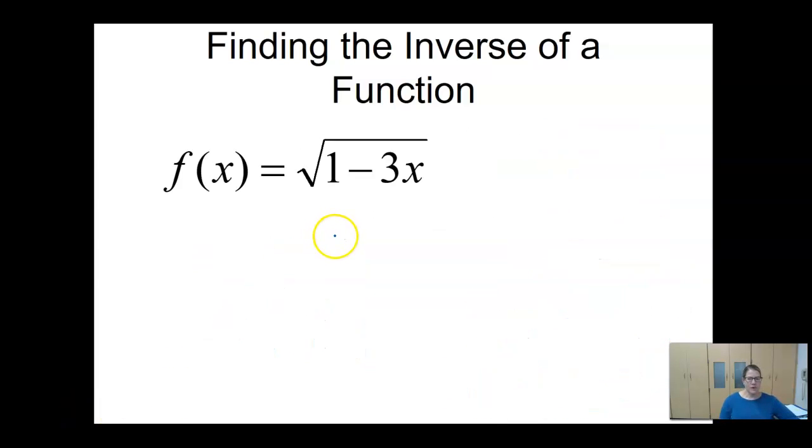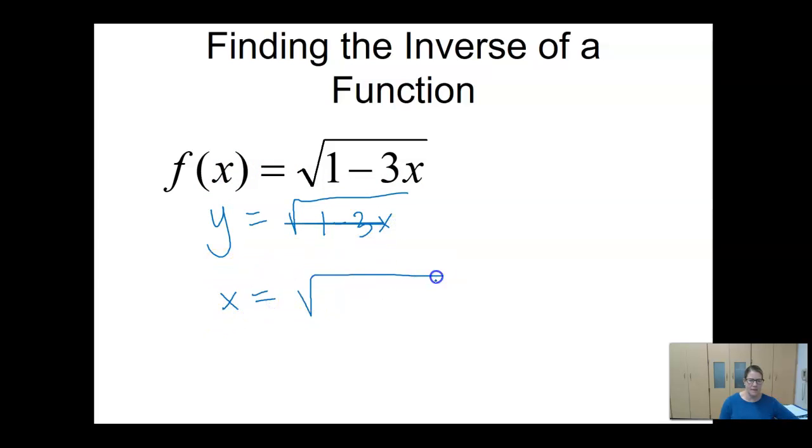So we'll do one more example here. We're going to change to the inverse. So first, replace f of x with y. Next, change x and y in the equation. So the y becomes an x and the x becomes a y. Now I need to get this y out of here. So in order to do that, I would first have to undo this square root. So I'm going to square both sides.